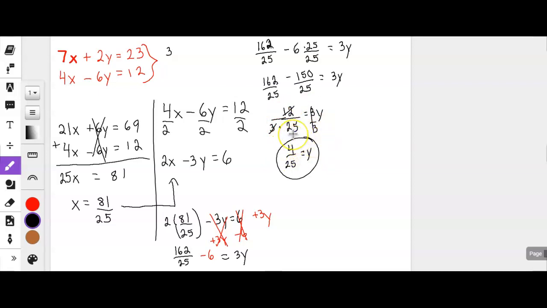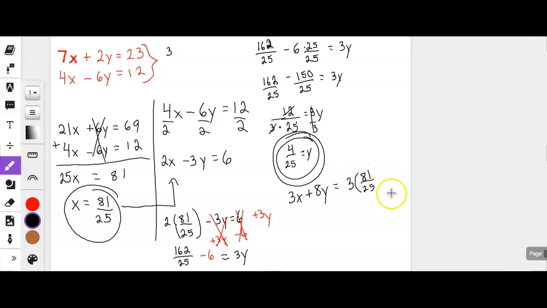The question was asking for the value of the expression I'm looking at. It's 3x plus 8y. And I said, okay, we have our x value. We have our y value. We could plug those in and solve for the value of that expression. That's equal to 3 times 81 over 25 plus 8 times 4 over 25. Okay. From there, you can factor out 1 over 25 from both terms.